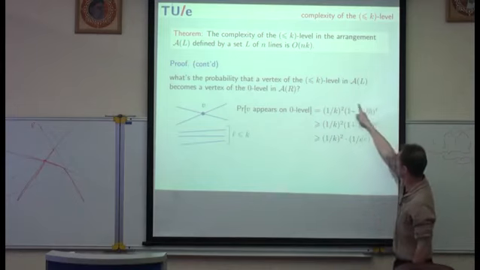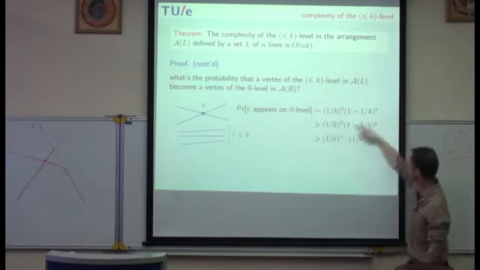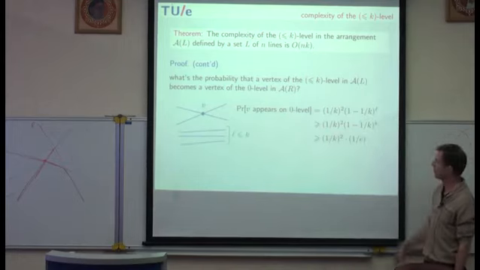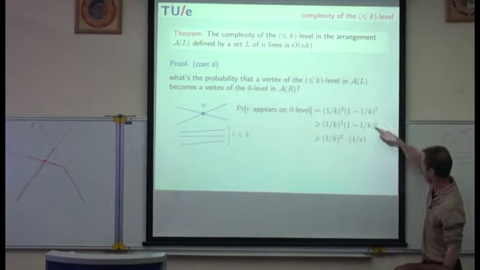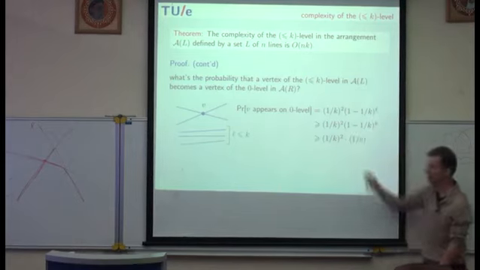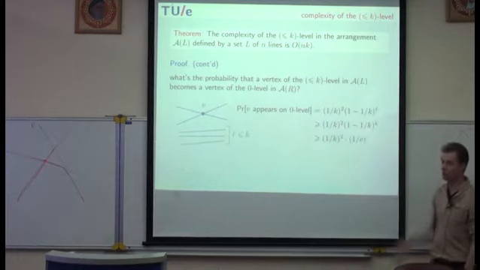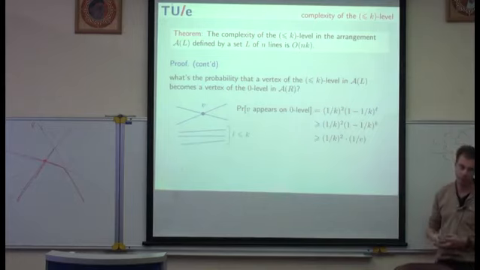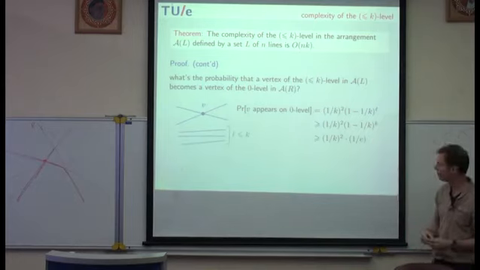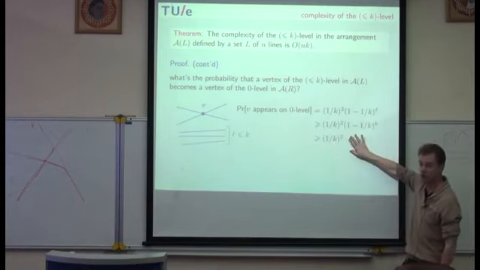Since this is smaller than 1, this is at least, well, I replace L by k. Since this becomes bigger and I'm only making it smaller, so this is bigger than this. And, well, this is bounded by 1 over e. Okay, so this is a constant. That's something you have to know. So this probability is 1 over k squared times this constant here.